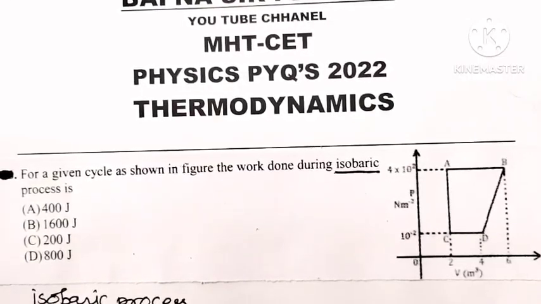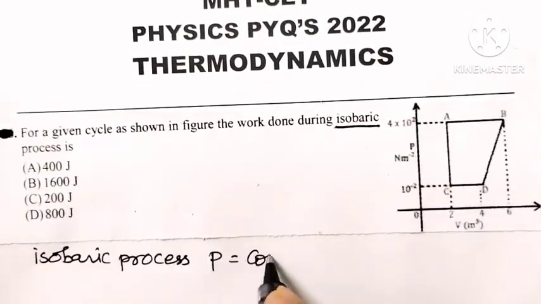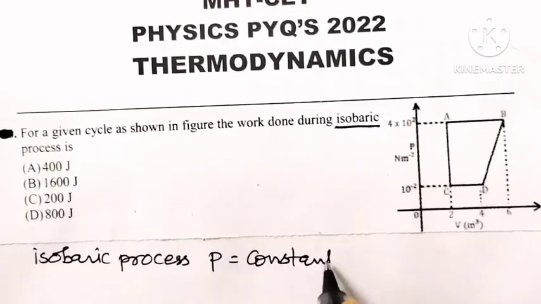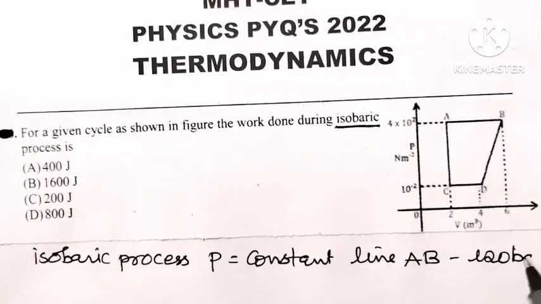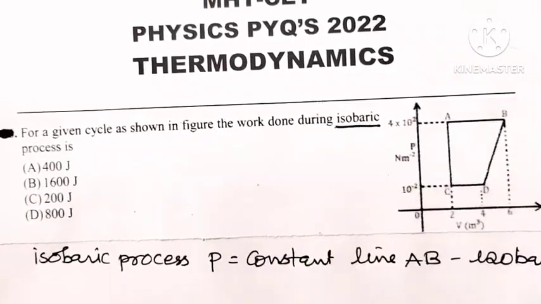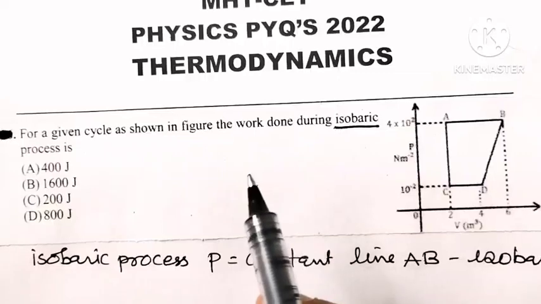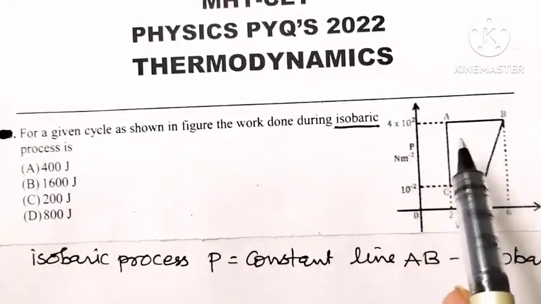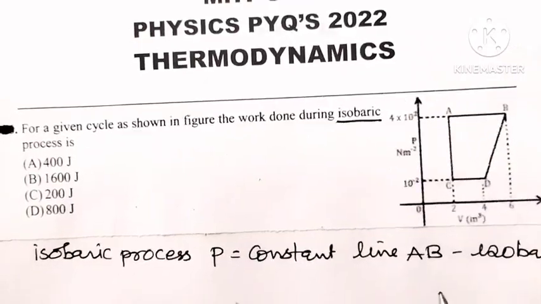So for isobaric process, what should be constant? Pressure P. For isobaric process, pressure P remains constant. It means line AB represents the isobaric process. It is one of the thermodynamic processes in which the pressure of the system remains constant. Now we want to find out the work done during isobaric process. So work done during isobaric process is actually the area under the line AB.